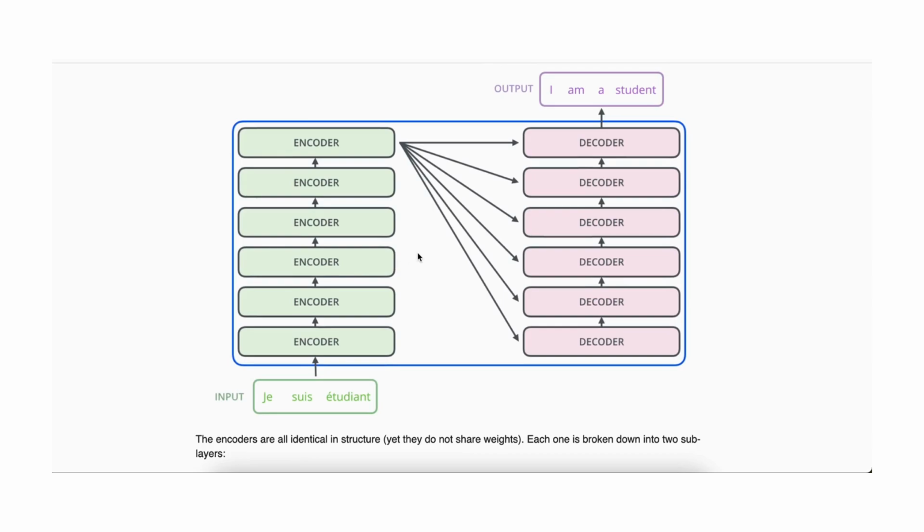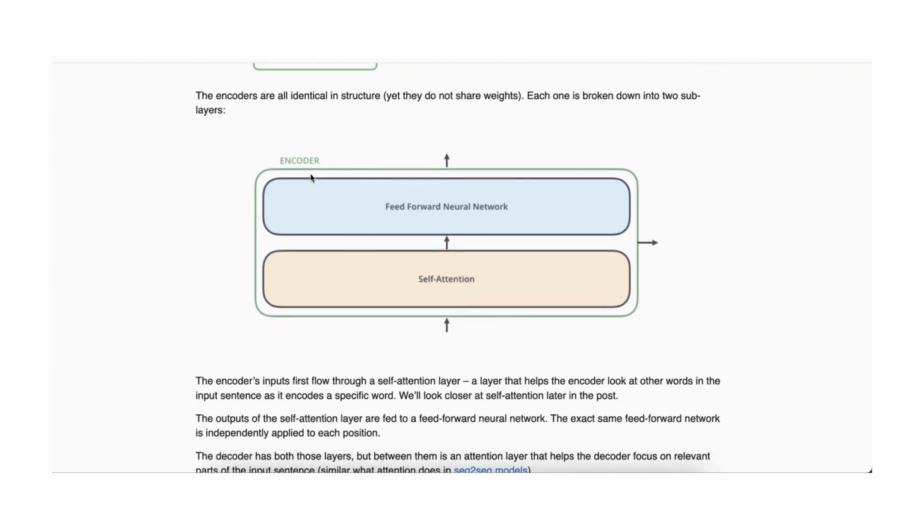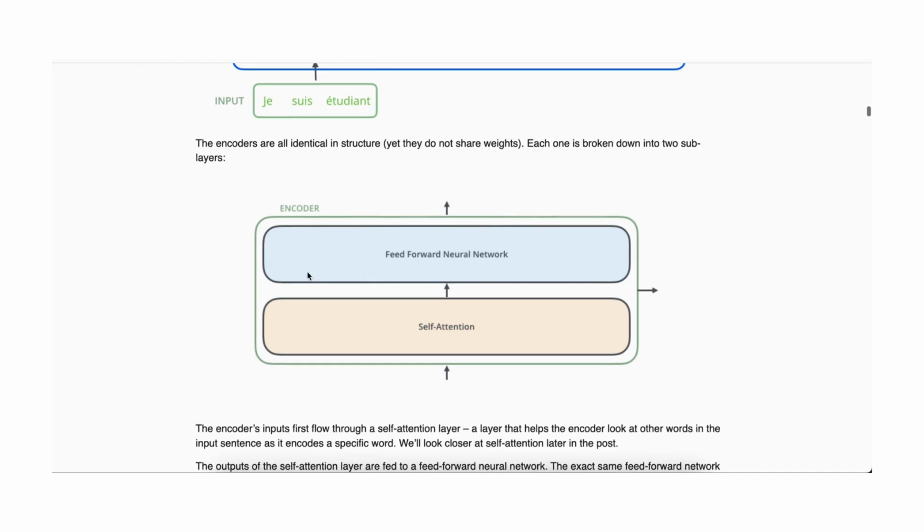If you think about models like ChatGPT, the only difference is they are decoder only models and they don't have these encoders. But with that aside, one of these encoders works as a self-attention layer which is followed by a feed-forward neural network.